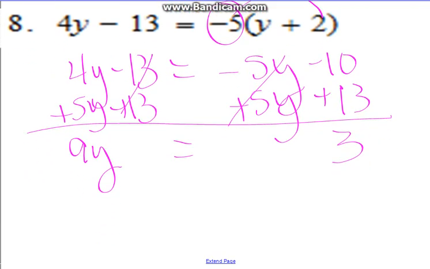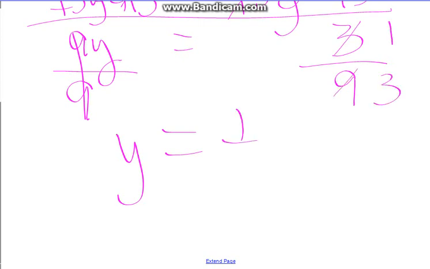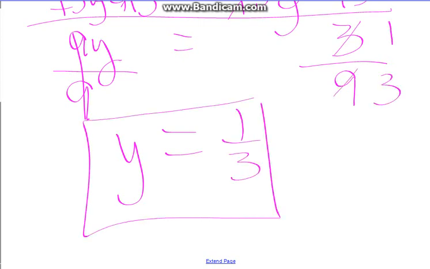So now we have 9y equals 3. Now we've got to get rid of the 9, divide each side by 9, and we get y equals 3/9 or 1/3. And that's your answer.